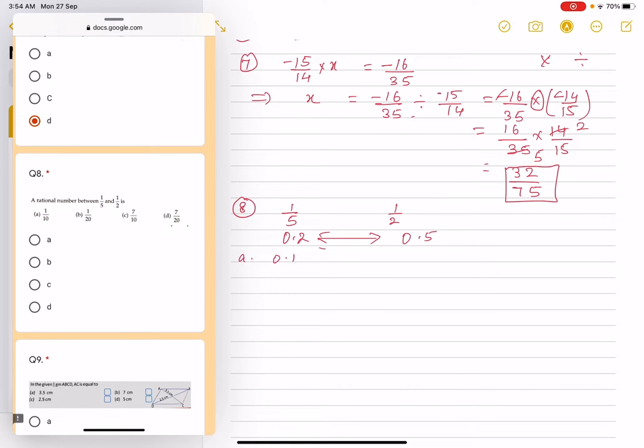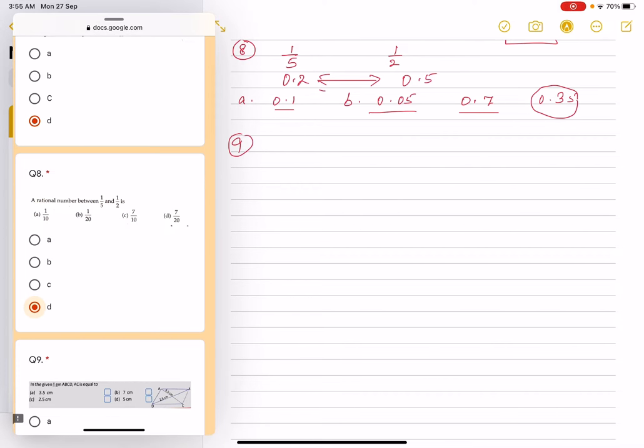There are other methods also. We can solve by this. 1 by 20 is 0.05. This one is 0.7. It is going more. And 7 by 20 will be 3 by... So this number lies between; if you see, the others are less, and 0.7 is more. So the last option is correct.